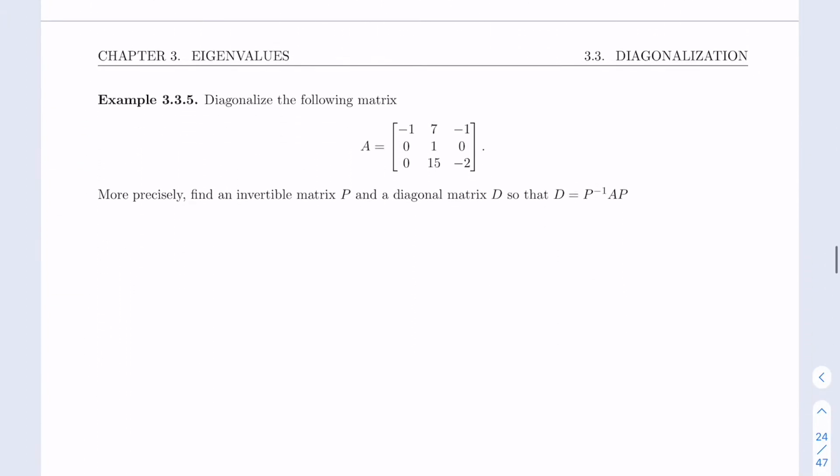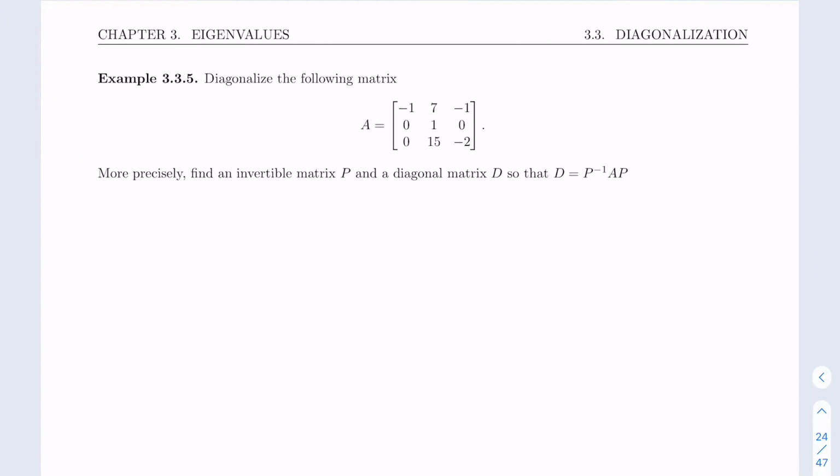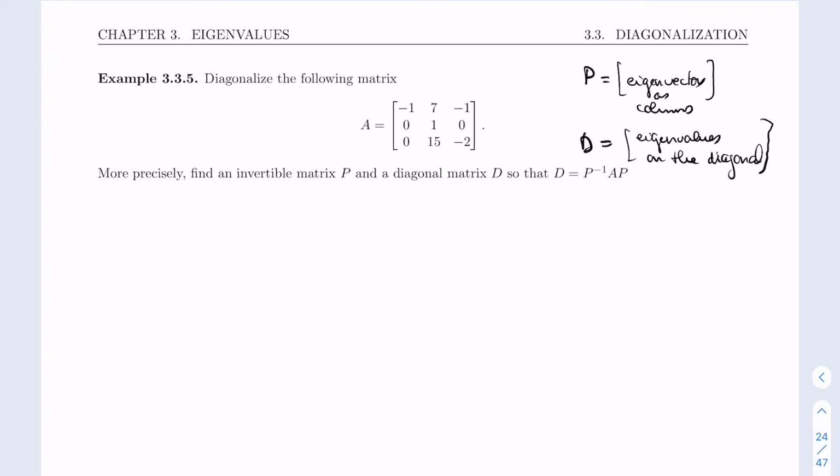So I want to try to apply this method to this matrix here. I want to diagonalize the following matrix. More precisely, I need to find an invertible matrix P and a diagonal matrix D so that D is P inverse AP. All right, so we know that P is going to be the eigenvectors as columns, and we know that D is going to be the eigenvalues on the diagonal. And so we need to start by finding the eigenvalues and finding a basis of eigenvectors. So let's start. What's p_A of x?